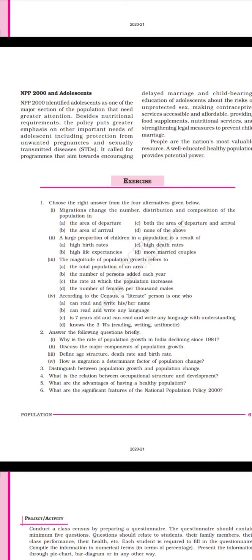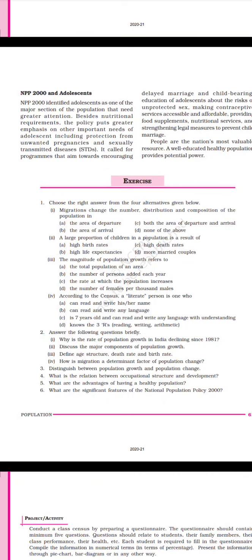Answer the following questions briefly. Why is the rate of population growth in India declining since 1981? Discuss the major components of population growth. Define age structure, death rate, and birth rate. How is migration a determinant factor of population change? Distinguish between population growth and population change.